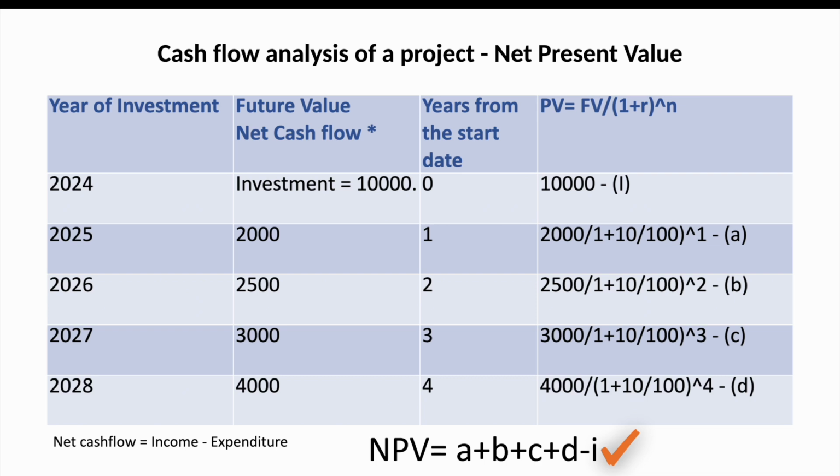Now, your NPV: we have converted all the future cash flows into present value, that is A, B, C, and D. NPV is equal to the sum of the present value of all the future cash flows minus I. That is A plus B plus C plus D minus I. So the higher the number, the better.